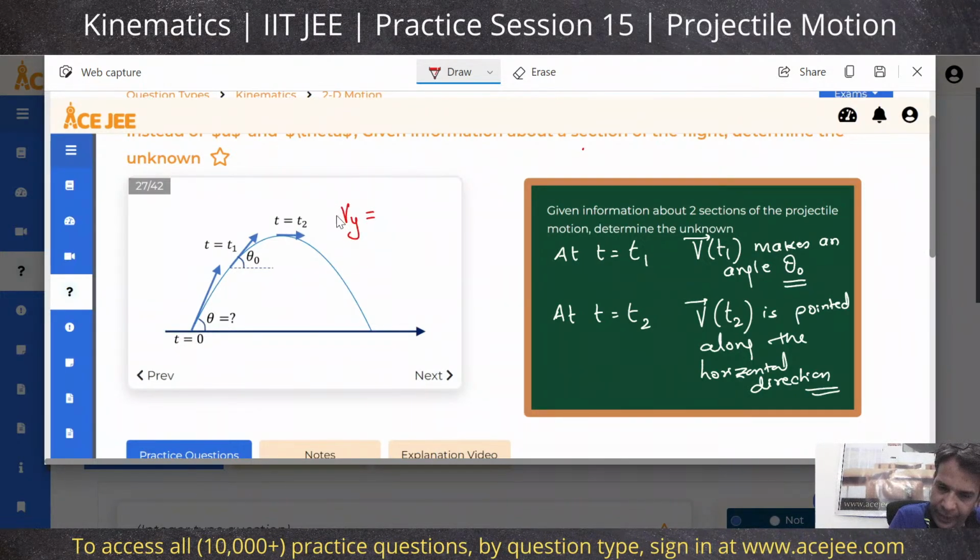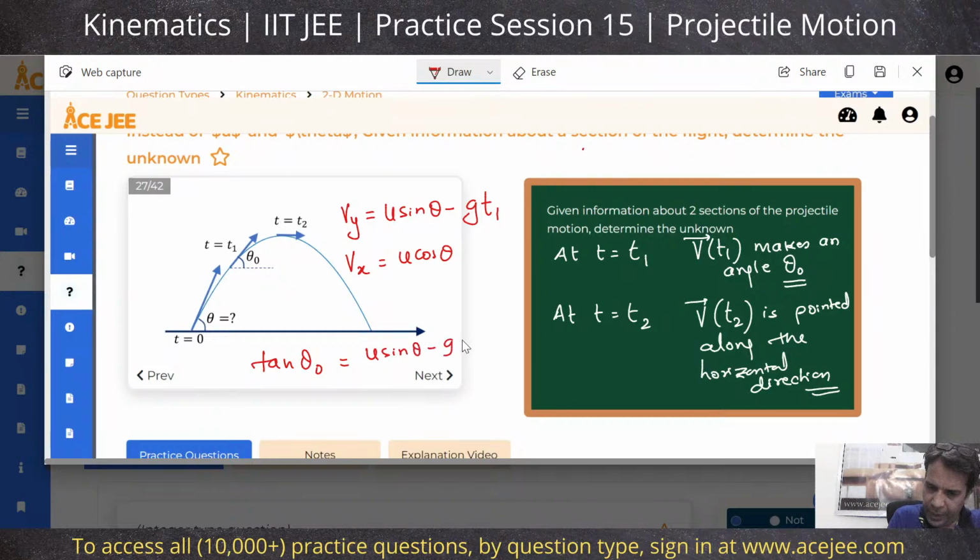So Vy at time t1 is equal to Uy minus gt1. And Vx at that point is u cos theta. So Vy by Vx, which is tan theta 0, is equal to u sin theta minus gt1 upon u cos theta. That is your first equation.